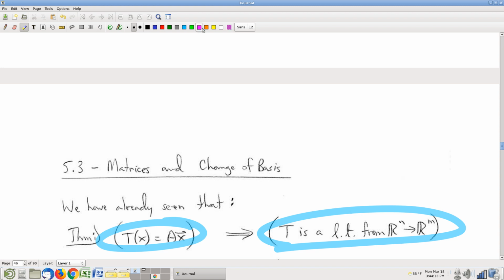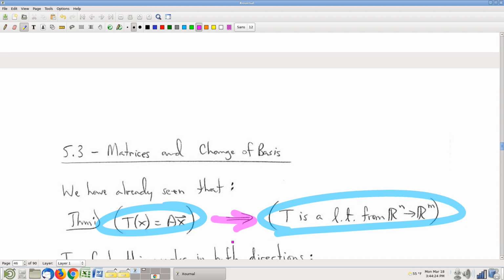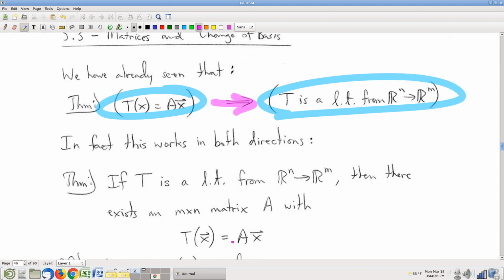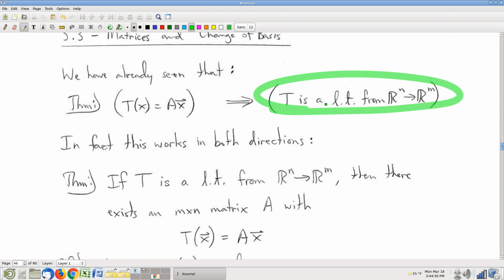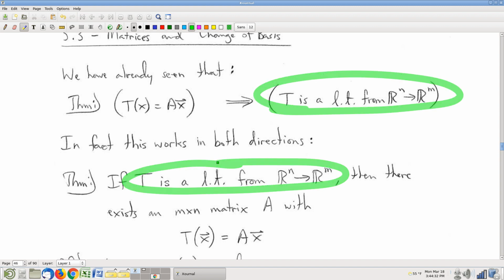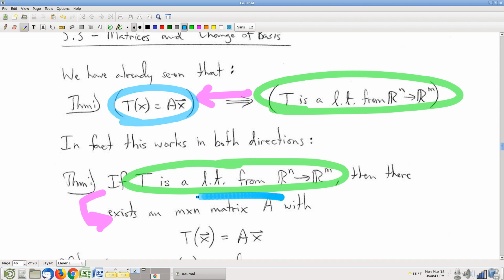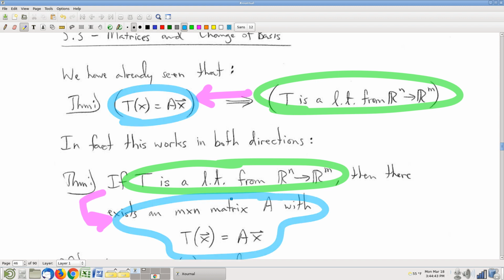That shows only that the arrow goes this way. That shows that if you have a matrix, then you can interpret it as a linear transformation. It turns out that the statement actually works the other direction as well. So if you have a linear transformation from Rn to Rm, it also is true that you can view that function as a matrix.